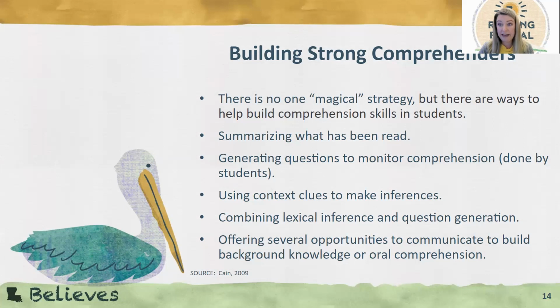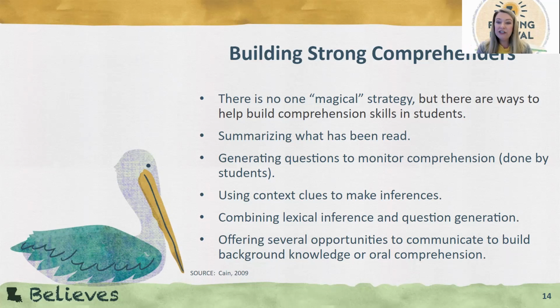Some different ways are summarizing what has been read. As students build their ability to summarize text, it helps them to read and comprehend better, because they're constantly asking themselves, okay, what did I just read about? Who was in that? What was happening? How did that impact something that happened later?